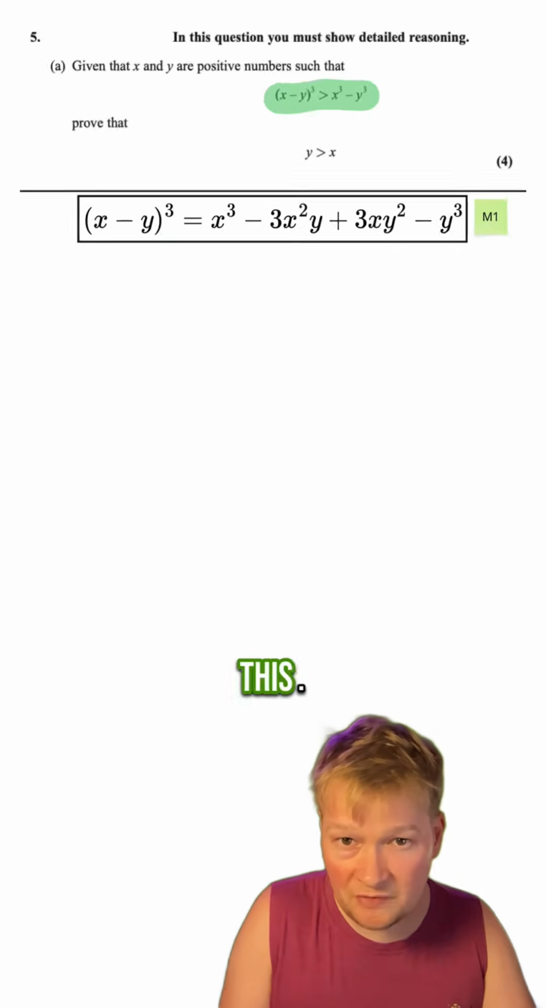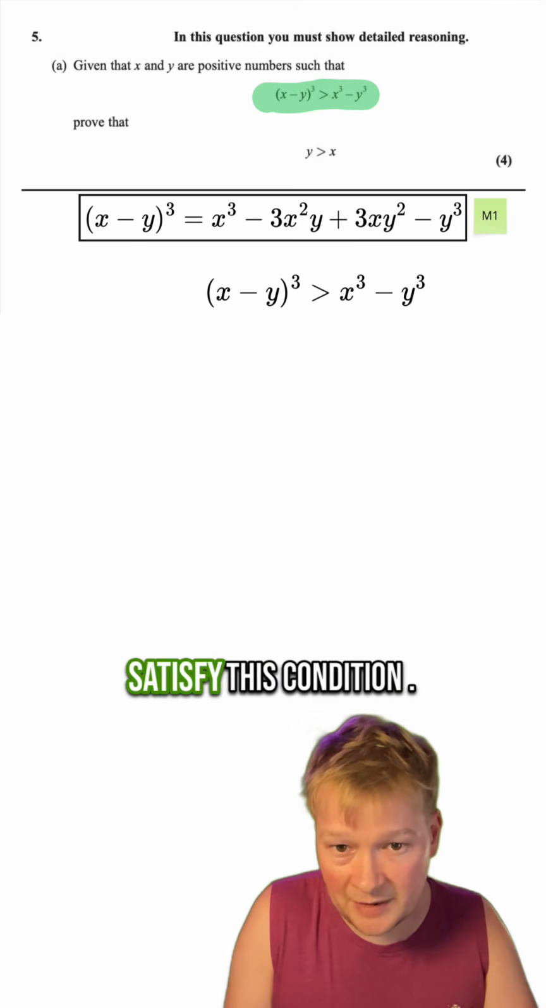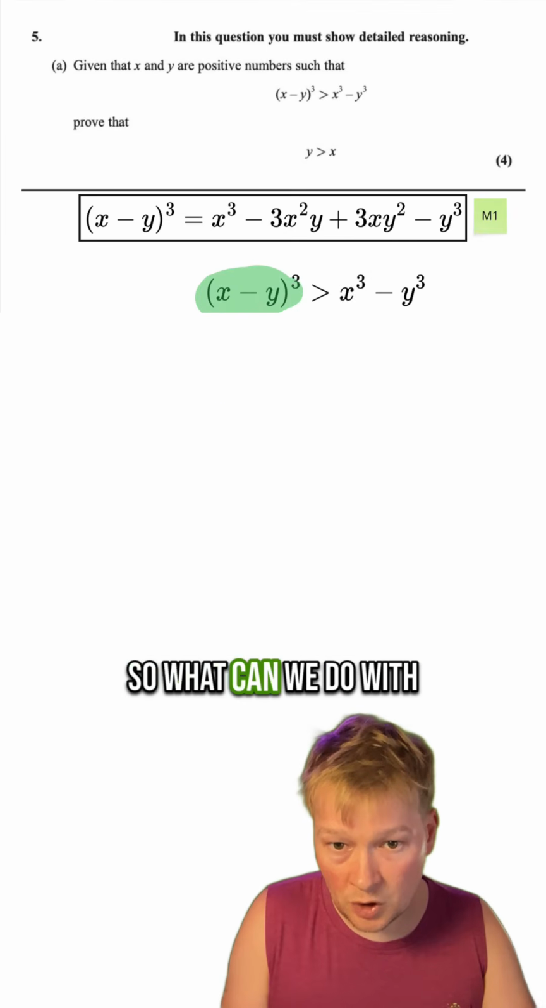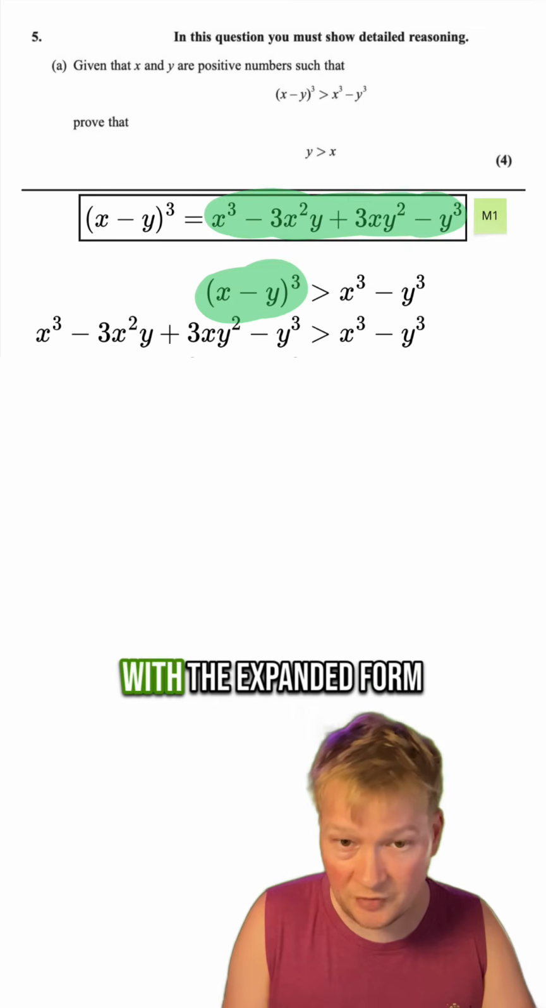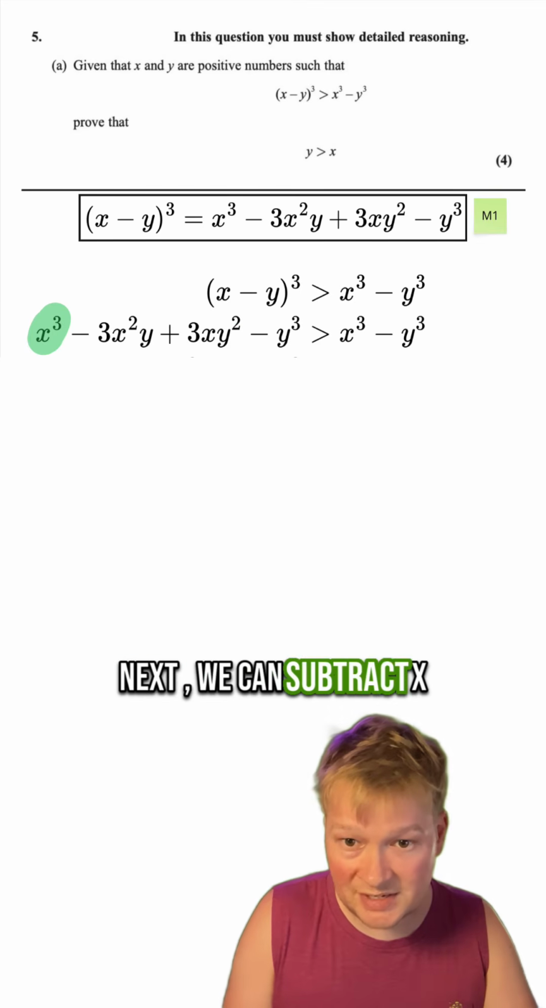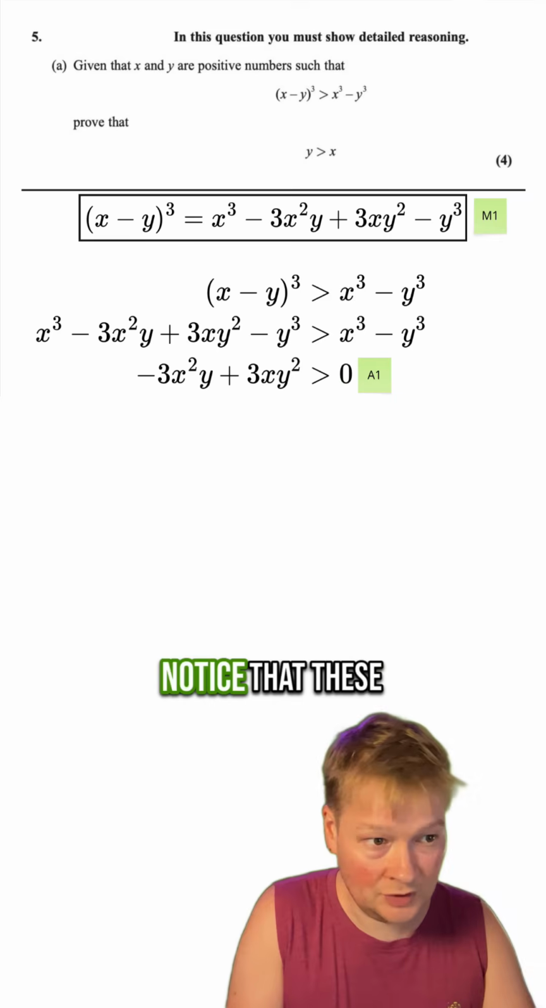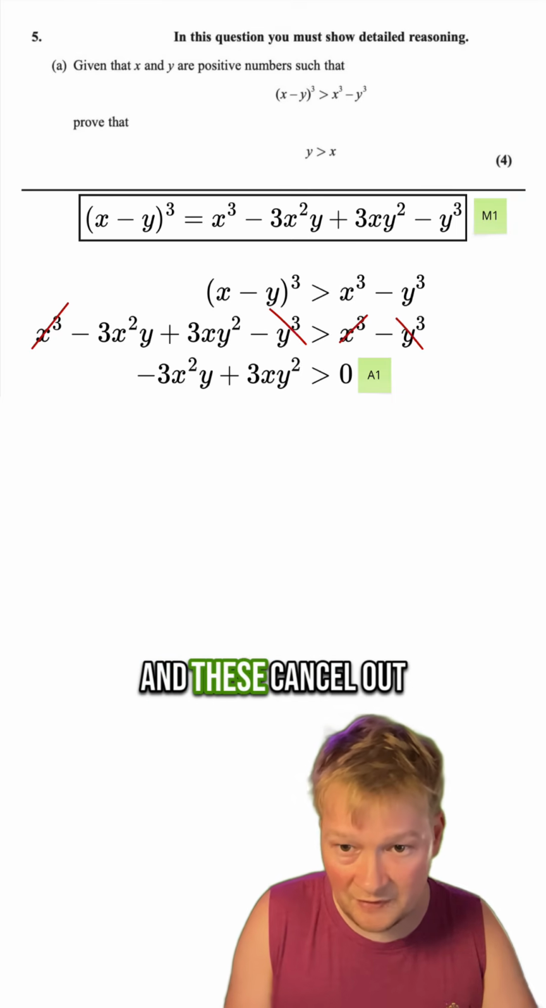So we're starting with this. We're told that x and y are positive numbers that satisfy this condition. So that's our starting point. We need to show where this comes from. So what can we do with this? Well, we can replace it with the expanded form here. Next, we can subtract x cubed and add y cubed to get 0 here. Notice that these effectively cancel out and these cancel out.